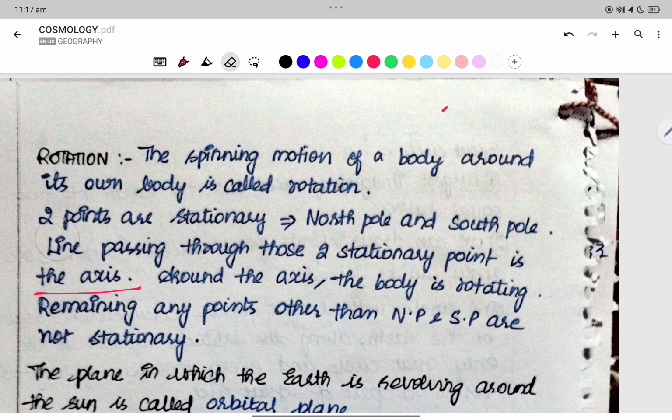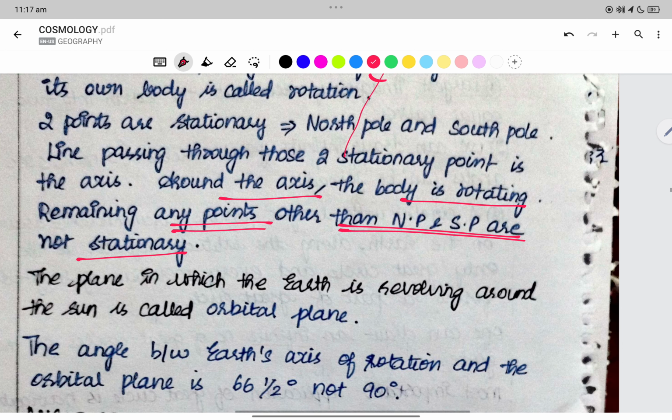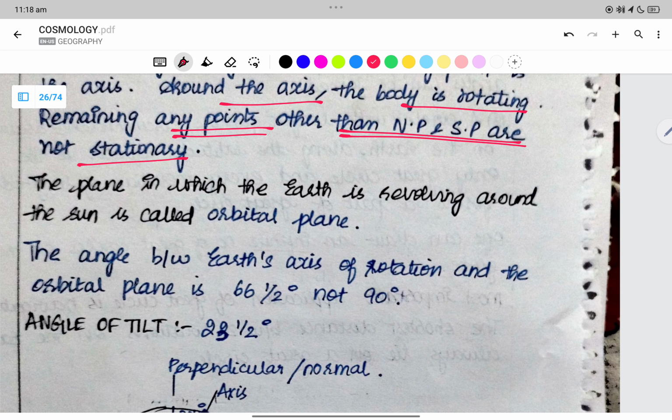There is a line which is passing between the two points, and this line is what we call the axis. Around the axis, the body is rotating. Any points other than the North Pole and the South Pole are not stationary. So are there any stationary points? No, there are no stationary points except the North Pole and the South Pole.